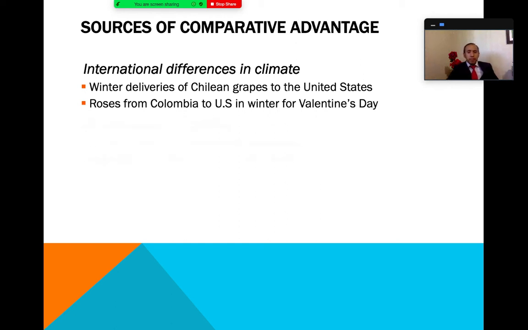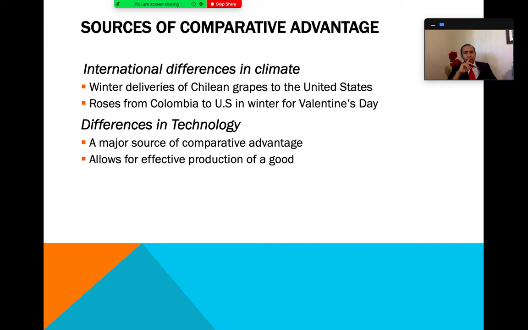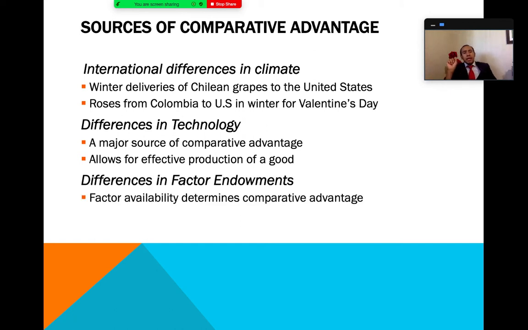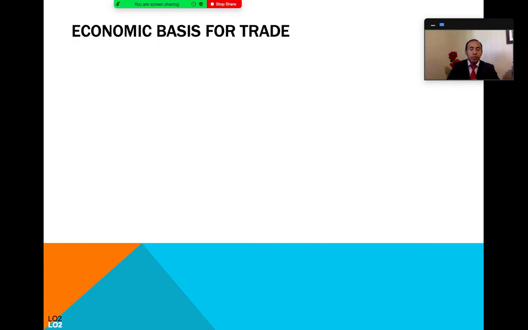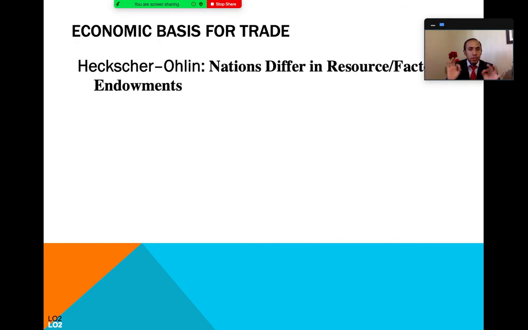Technology plays a big factor in comparative advantage. It provides for effective production, increases productivity, and lowers costs. Another main factor is the factor availability and factor endowments within a country. Some countries are naturally endowed differently with factor endowments in terms of what they have immediately available within the country in order to produce goods and services.